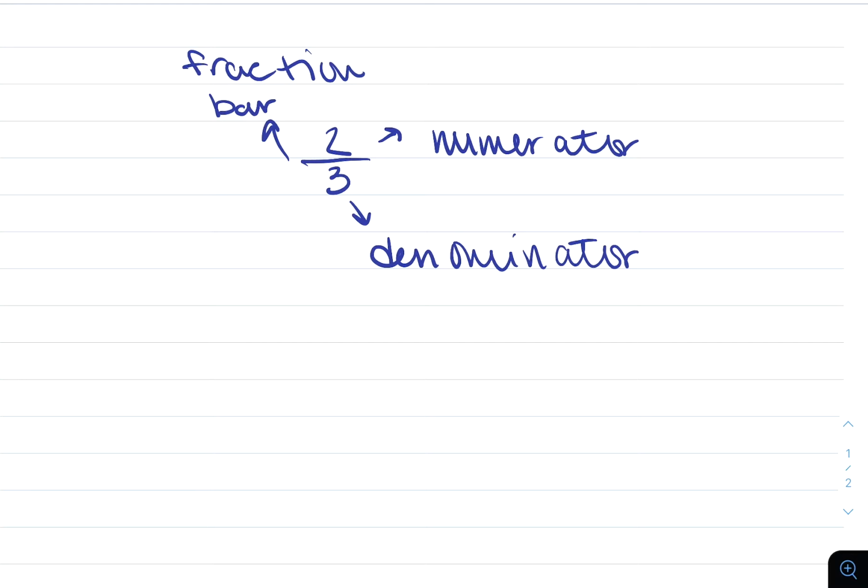So what do these other parts mean? Well, our denominator of the fraction shows the number of equivalent parts in the whole. And then our numerator shows how many parts are being considered. So in this fraction, I have 3 parts, and 2 of the parts are being considered.